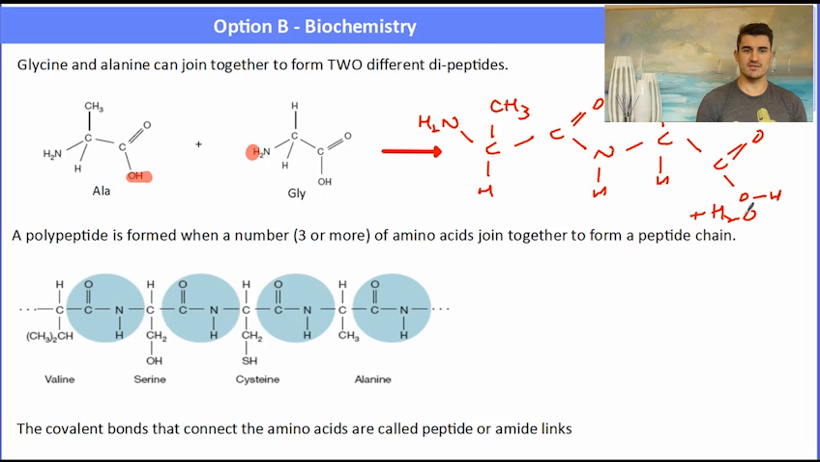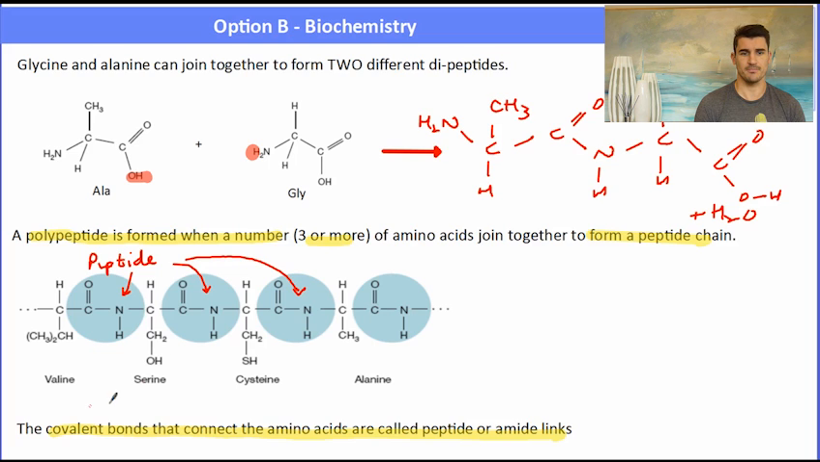A polypeptide is formed when 3 or more amino acids join together to form a peptide chain. So we can have a number of amino acids linked together via a peptide link, and they've been circled there. So here we have valine, serine, cytosine, and alanine, all joined by peptide links, and this can continue along to build much bigger chains. Remember that covalent bonds are what connect the amino acids, and they're via peptide links, which are generally strong. It's hard to break those down.